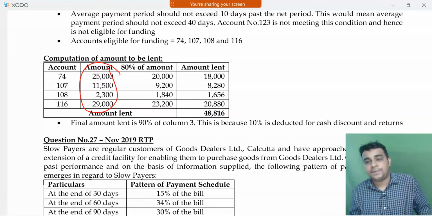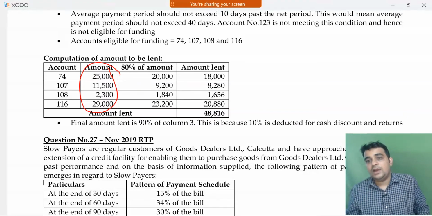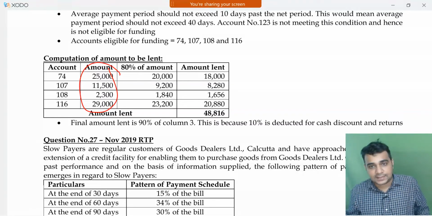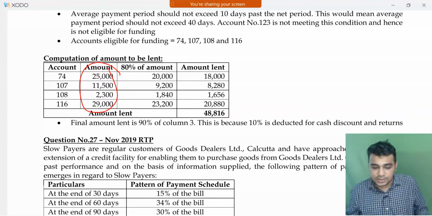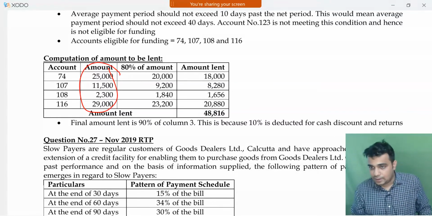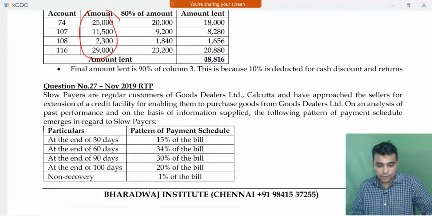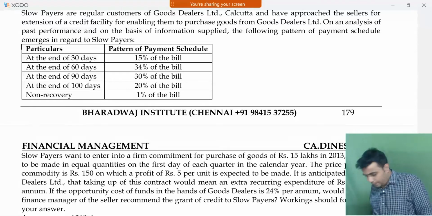In that only 80% will be lent. In that another 10% the bank is going to deduct for some allowances, some return, something has been mentioned. So net the bank will give a loan of 48,816. Go through question 27.